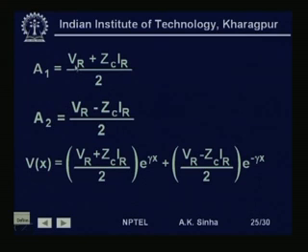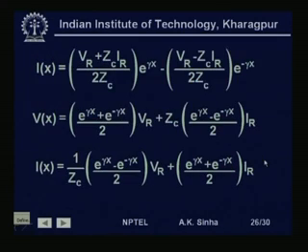Now, substituting the values of a1 and a2 in the relationship for Vx, we get Vx is equal to (Vr plus Zc into Ir) by 2, that is a1, into e to the power gamma x, plus (Vr minus Zc into Ir) by 2, this is a2, into e to the power minus gamma x. Similarly, putting the values of a1 and a2 in the relationship for Ix, we get Ix is equal to (Vr plus Zc into Ir) by 2 into Zc, e to the power gamma x, minus (Vr minus Zc Ir) divided by 2 into Zc, into e to the power minus gamma x.